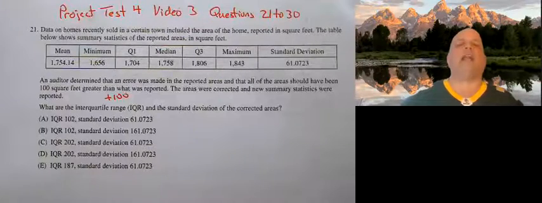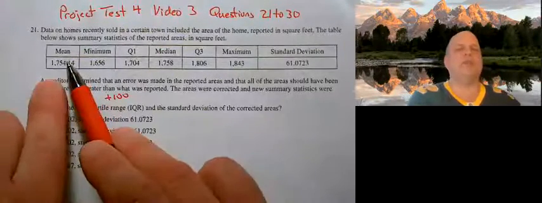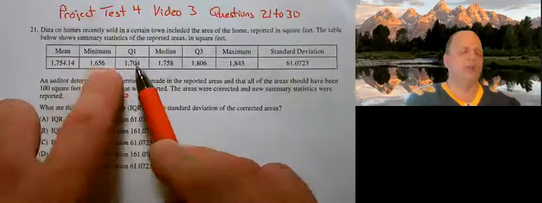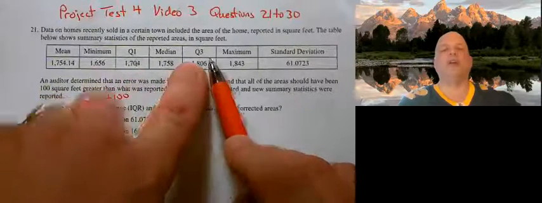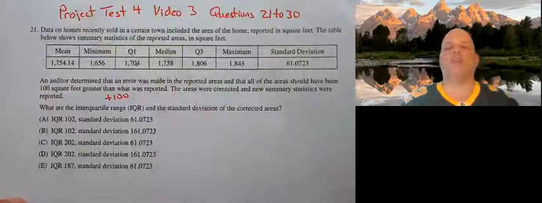So first off, we're adding a constant to every single value. If we add a constant, the mean will shift by 100. The minimum will shift by 100. Q1 will shift by 100. The median will shift by 100. Q3 will shift by 100, and the maximum will shift by 100. So all those values will shift by 100.